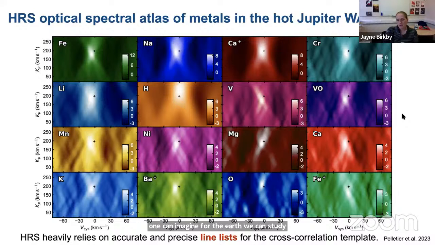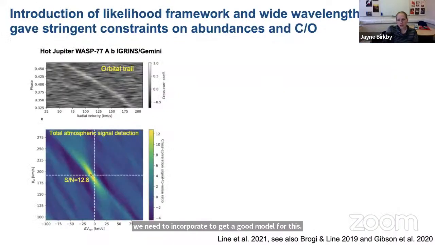But as we start to change the temperatures and pressures, a super Earth atmosphere might be something very different. The background gas might not be nitrogen. And so we really have to think about all the different changes in the atmosphere we need to incorporate to get a good model for this. Okay, but assuming we have good line lists, we can proceed.